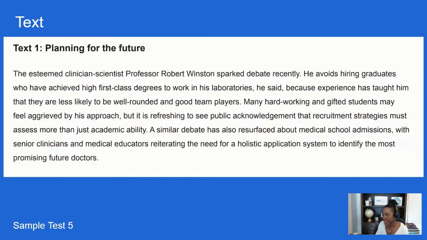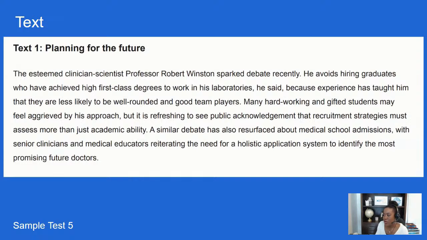Many hardworking and gifted students may feel aggrieved by his approach, but it's refreshing to see public acknowledgement that recruitment strategies must assess more than just academic ability. A similar debate has also resurfaced about medical school admissions, with senior clinicians and medical educators reiterating the need for a holistic application system to identify the most promising future doctors.